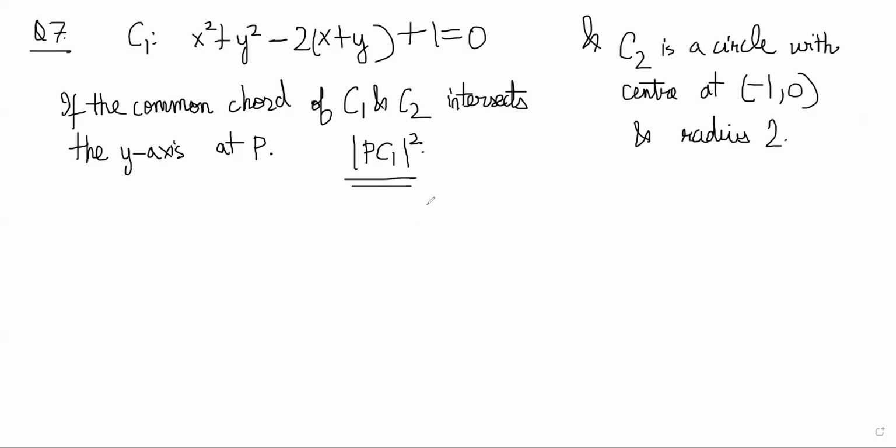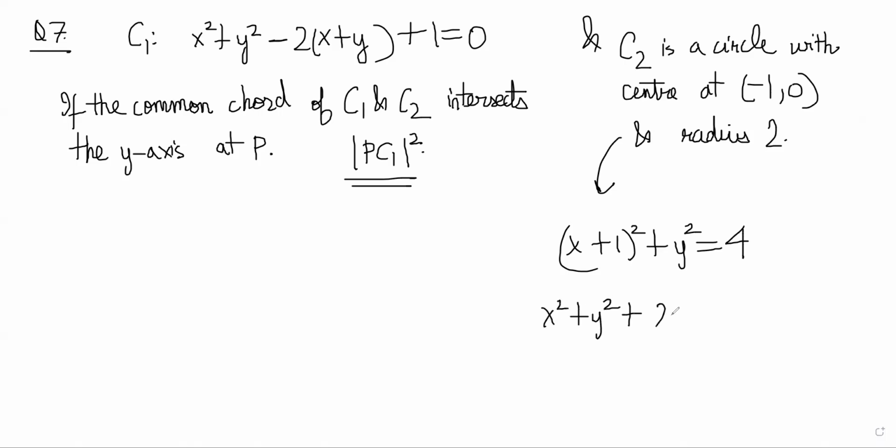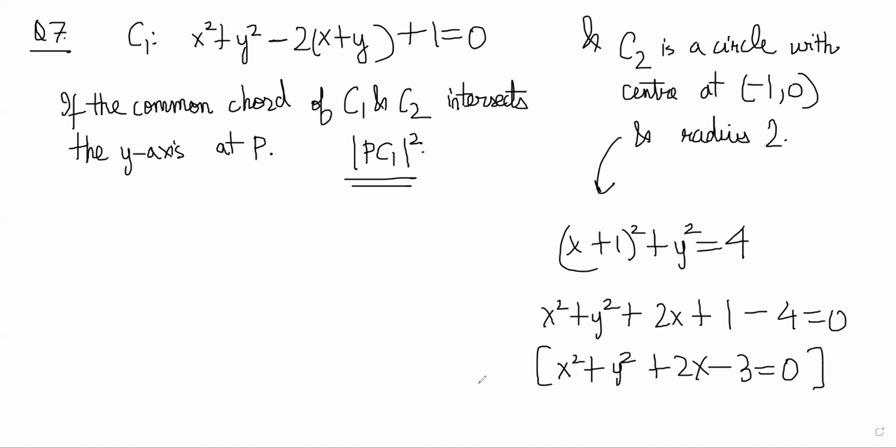A very easy question based on theory. Let's first write the equation of circle 2. It is x minus minus 1, x plus 1 whole square plus y square is equal to 4. Expanding it, it becomes x square plus y square plus 2x plus 1 minus 4. So you get the equation as x square plus y square plus 2x minus 3 equals 0. This is the equation of C2. Equation of C1 is already given, x square plus y square minus 2x minus 2y plus 1 equals 0.